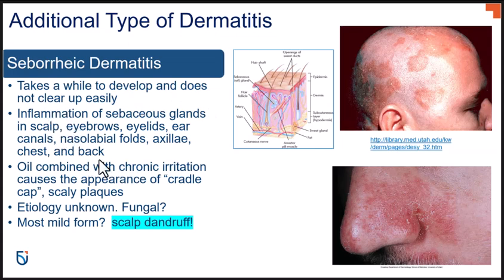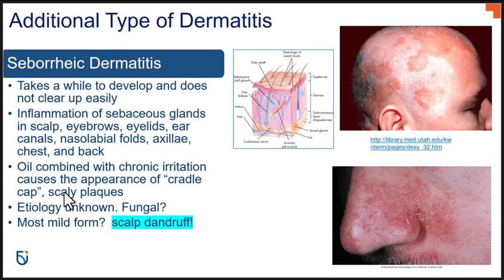So it can take time to develop, and it does not clear up easily. So that's where sometimes it's described as relapsing. The oil combined with chronic irritation can give this almost plaquey, scaly appearance. So it's often described as scaly plaques. And we'll look at what this term plaque means shortly.